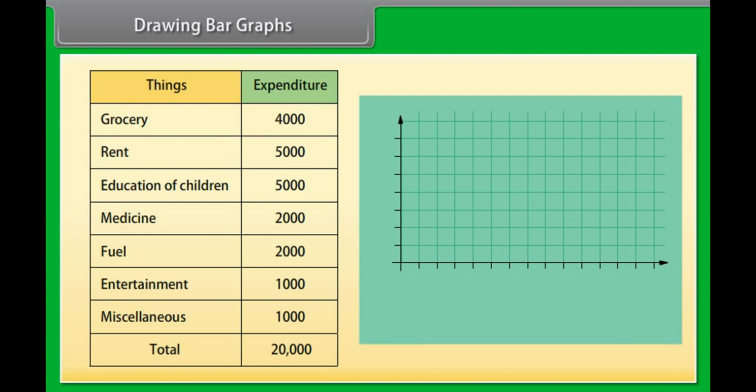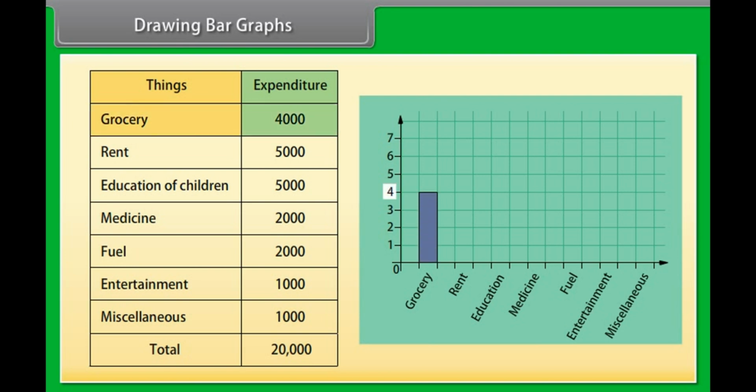For making the bar graph, we use the items given on the horizontal axis and expenditure on the vertical axis. Mark the items and the expenditure on both the axes. Here 1 means 1,000, 2 means 2,000. Now to represent our first item, that is grocery, we have to make a bar of unit 4. Similarly, other items are represented, leaving a gap of 1 unit in between 2 consecutive bars.